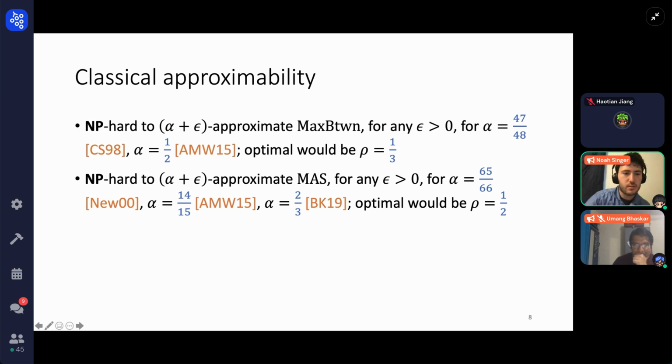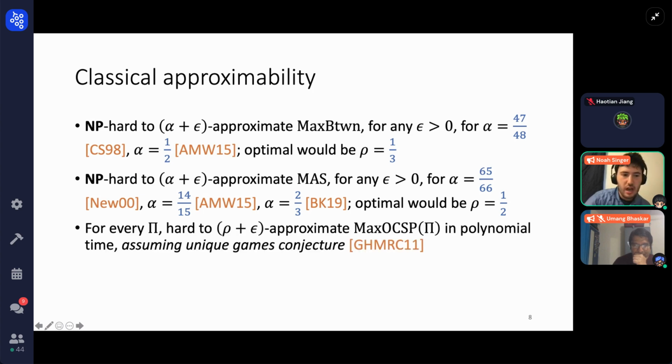So for instance, we know that you can't get a better than half approximation based on NP hardness assumptions for maximum betweenness, but the optimal would be ruling out better than rho equals 1/3 approximation. We do know that for every constraint function pi, you can't beat the trivial approximation in polynomial time, assuming the unique games conjecture. And this is due to a seminal result of Guruswami, Håstad, Manokaran, Raghavendra, and Charikar. But without the unique games conjecture assumption, we don't know how to get anything optimal just based on NP hardness.